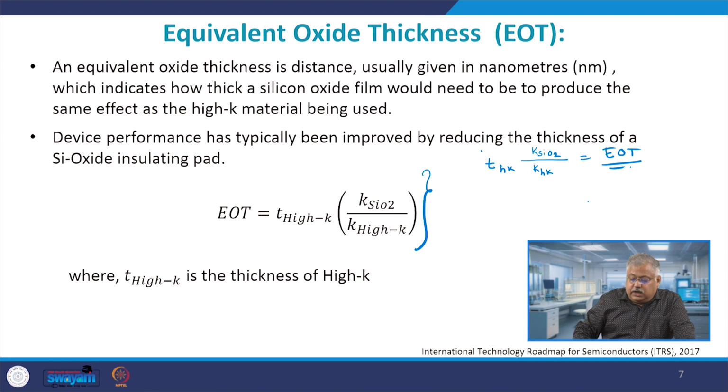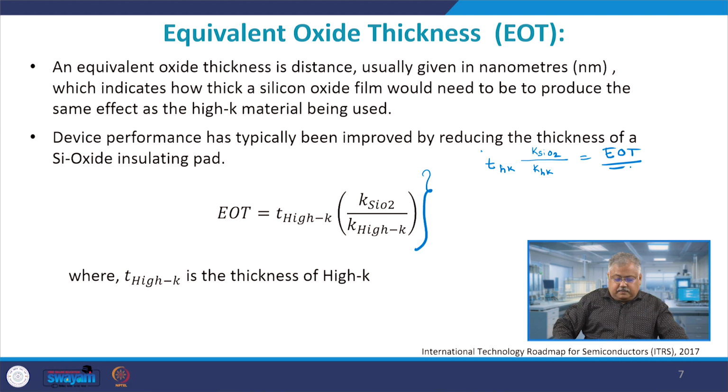See, if you keep everything the same, as you increase the value of K_HK, a higher value, for the same EOT you also need to raise the value of T_HK, right. So that is what I wanted to say: if you want to discuss effective oxide thickness, then for a higher value of K_HK you will require a larger value of T_HK in order to form the same amount of output characteristics, and that is given by EOT here.